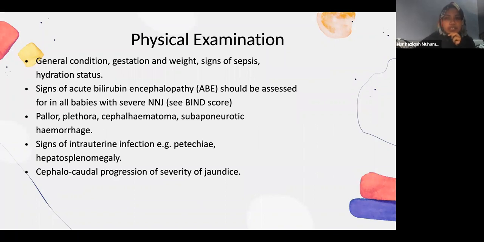So from physical examination, we need to look at the general condition. It is also important to look at the weight, signs of sepsis, and hydration status. Apart from that, we can also look for signs of acute bilirubin encephalopathy, which we will go through later. And also look for any plethora, cephalohematoma or subaponeurotic hemorrhage, because this can cause hemolysis of the blood and cause unconjugated hyperbilirubinemia. Then look for signs of intrauterine infections such as petechiae and hepatosplenomegaly, and to see the severity of the jaundice, based on the latter, we'll use Kramer's rule.